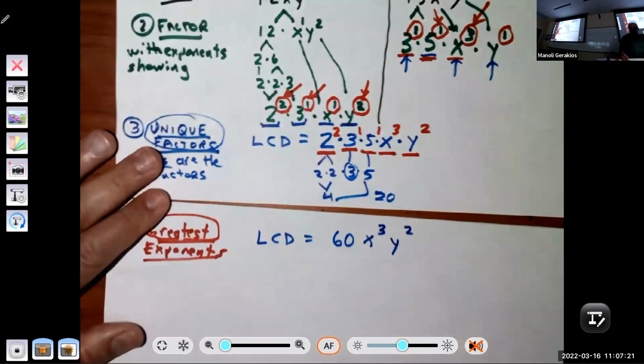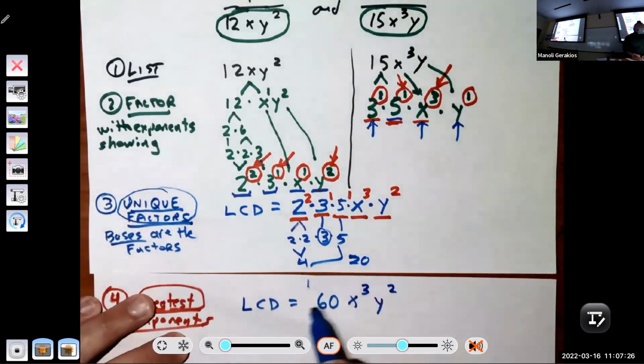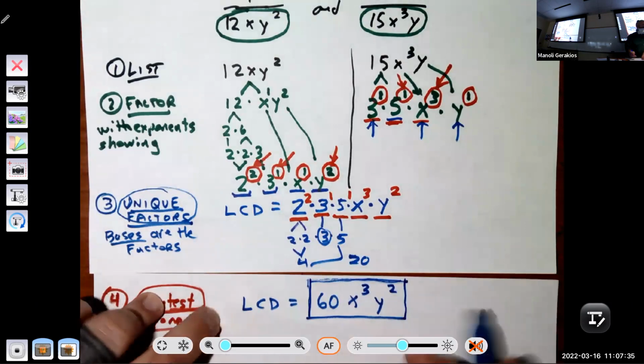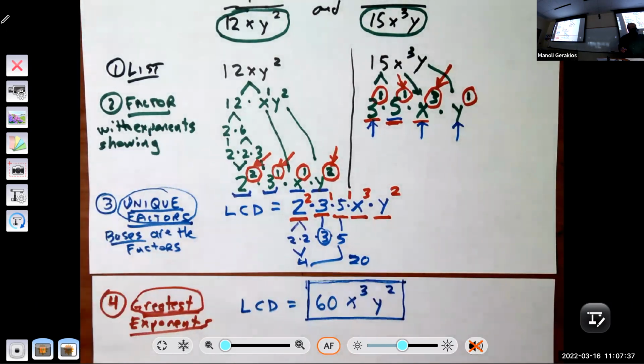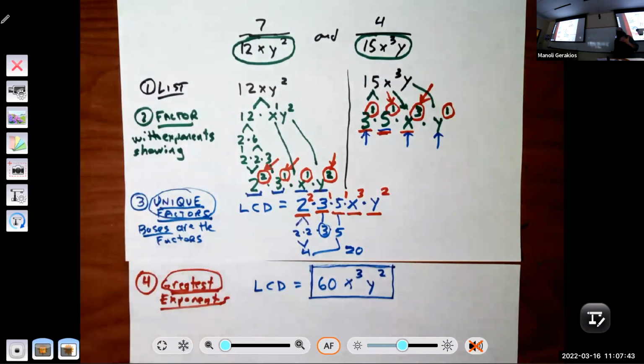This is the smallest expression. I would box this. This is the LCD. This is the smallest algebraic expression that both of these two original denominators would divide into. That's the definition of an LCD. But it's also for what we're going to use it for. The smaller I can make something, the easier it is to handle and manage. It makes everything I have to do with that easier. I've got smaller exponents, smaller numbers.